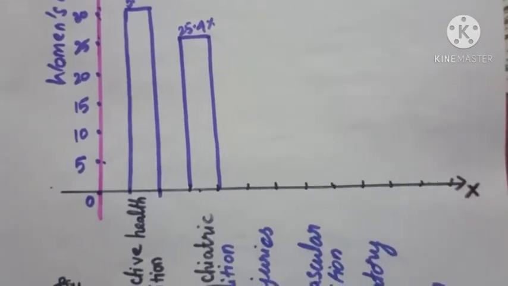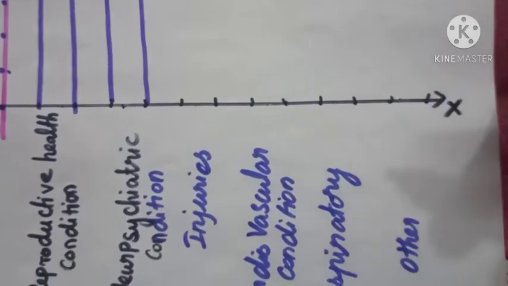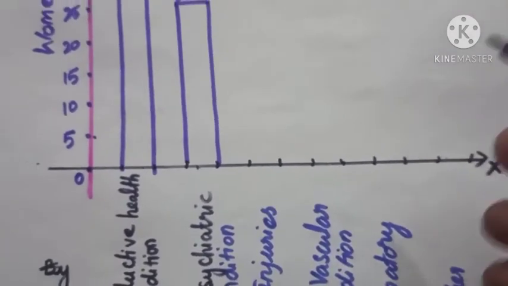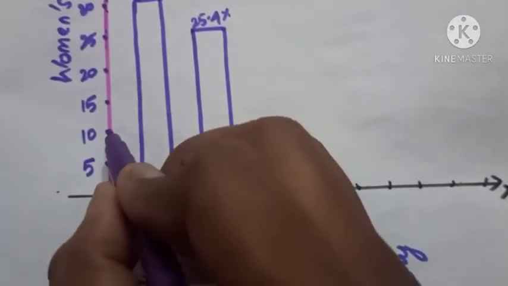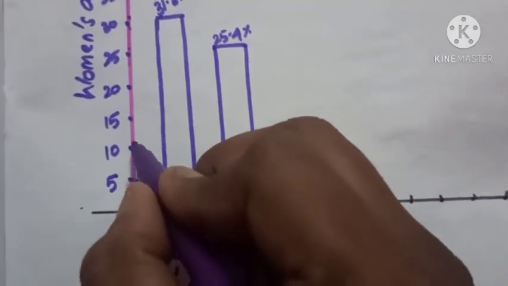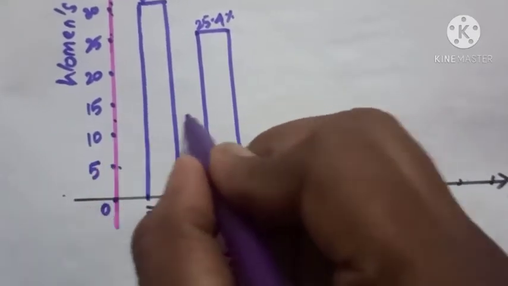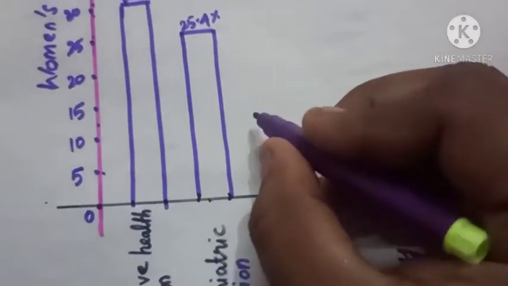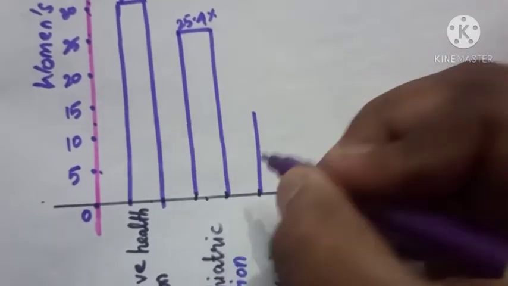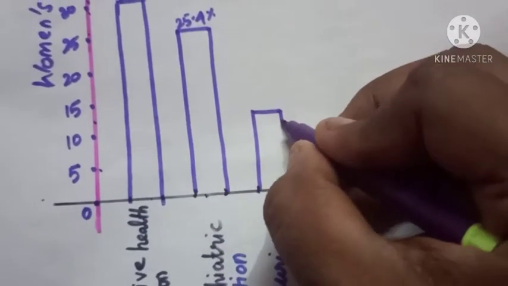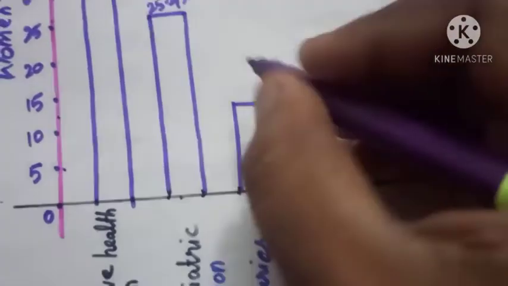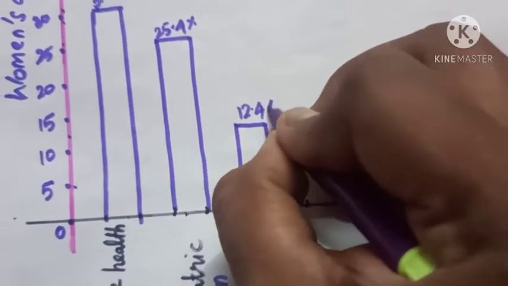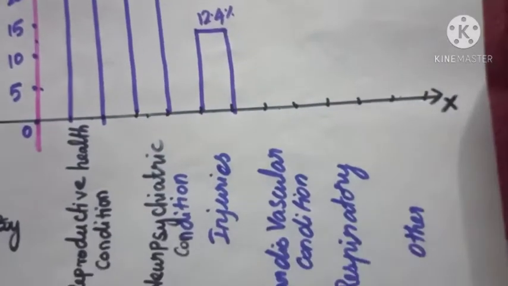Next, injuries. How many percentage is that? It is 12.4. In between 10 and 15, 12 is there, so I take it in the middle. It's here. I take it in this place. This is 12.4 percentage.